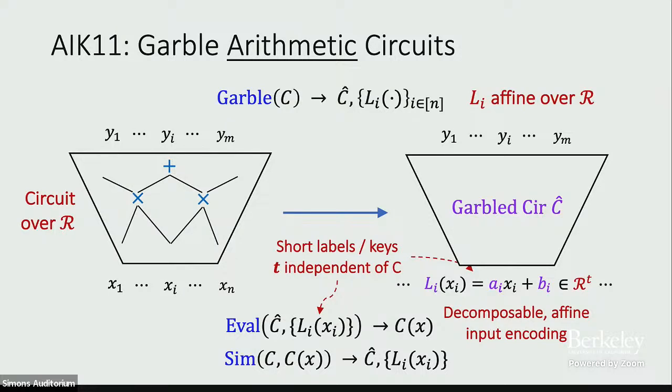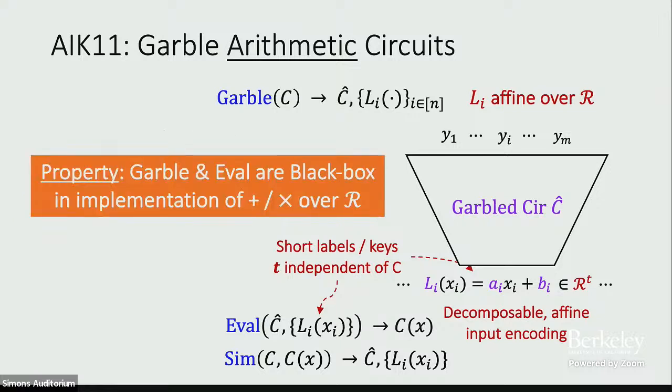Therefore, for my purpose of deviating from encrypted truth table, I'm going to care about an additional property. This additional property is that my garbling and evaluation algorithms should both be black box in the implementation of the arithmetic operations over the ring. Never use the circuit that implements the addition and multiplication. Asking for this property is a way to enforce us to not try to Booleanize intermediate values and the arithmetic operations.